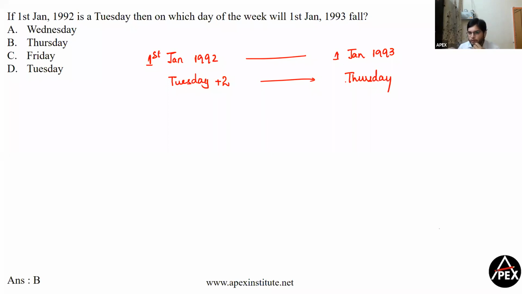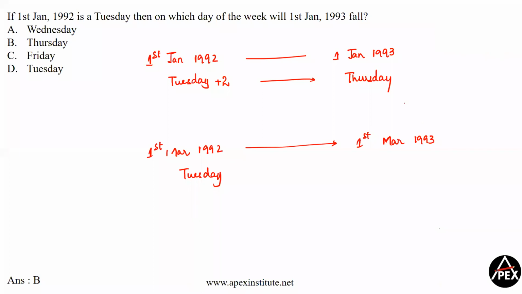Now I have a question for you guys. Now, if I say that 1st March 1992 is Tuesday, okay, let us consider the same day, then what will be 1st March 1993? Wednesday, sir. Wednesday. Wednesday or Thursday? Wednesday, sir.